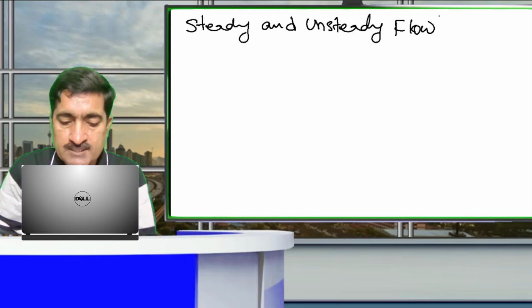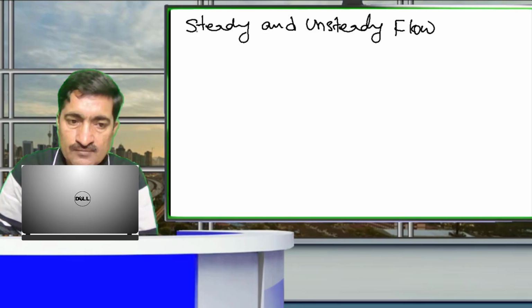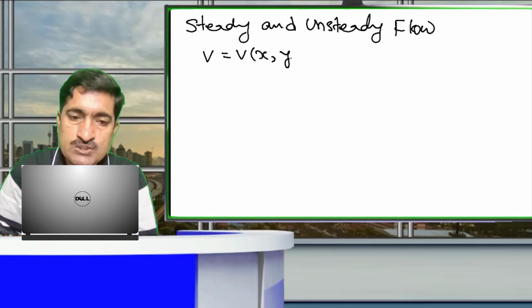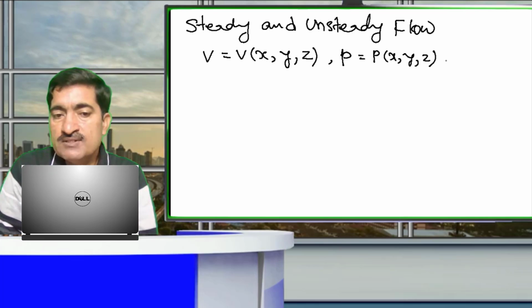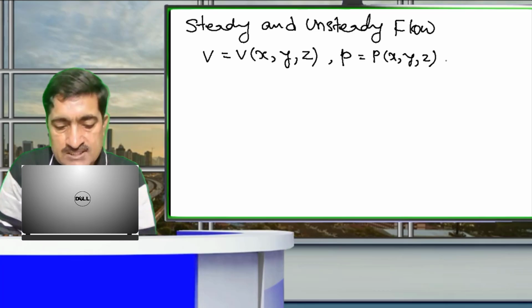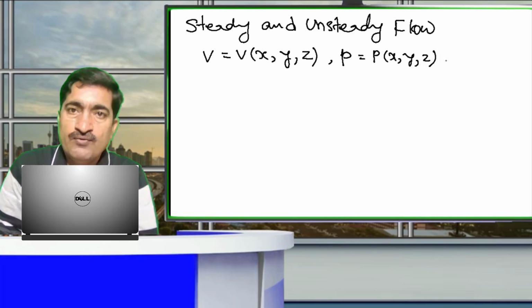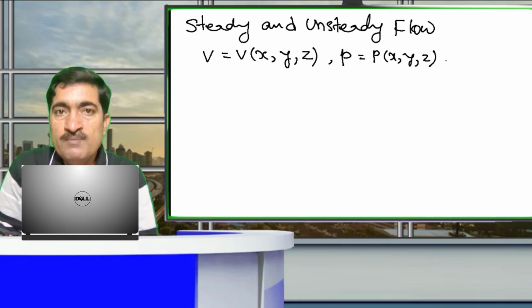These can be expressed as V equal to a function of coordinates x, y, z. Suppose P, it is a function of x, y, z. Means it is only a function of coordinates. In steady flow, a picture of the flow field recorded at different times will be identical.